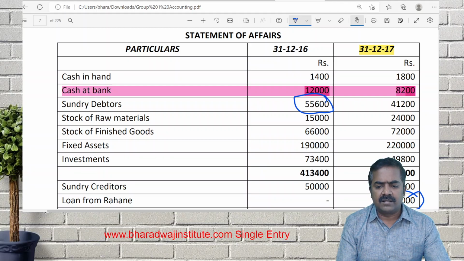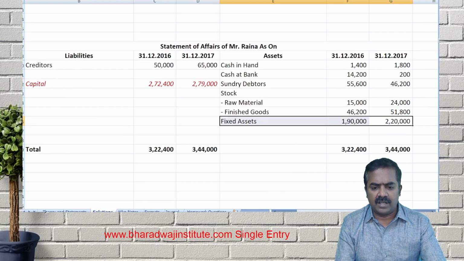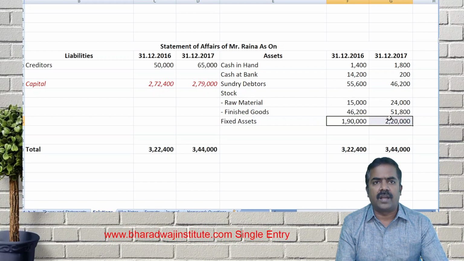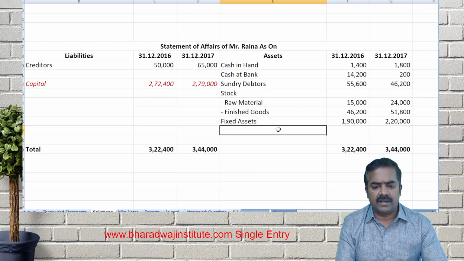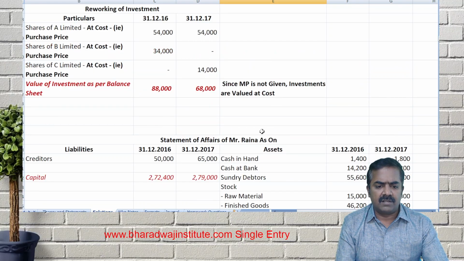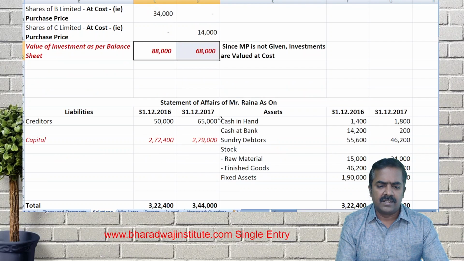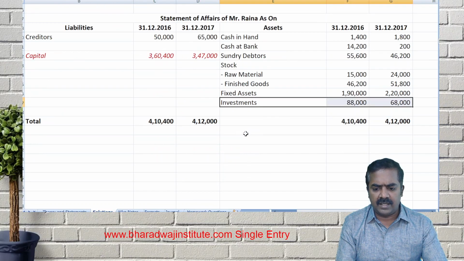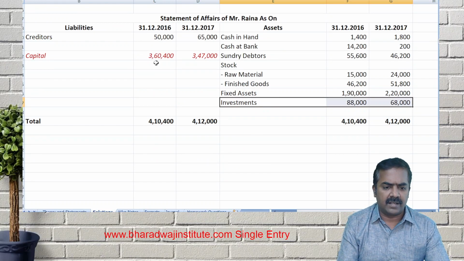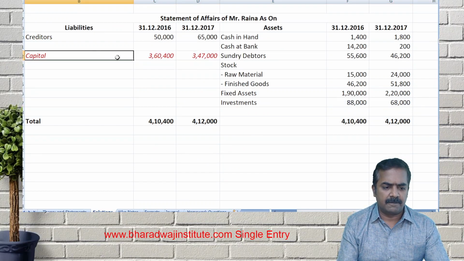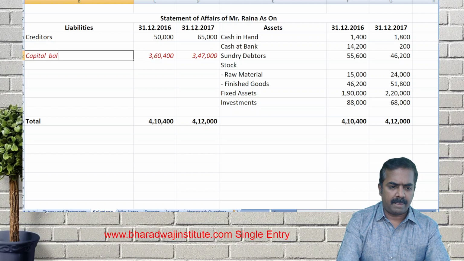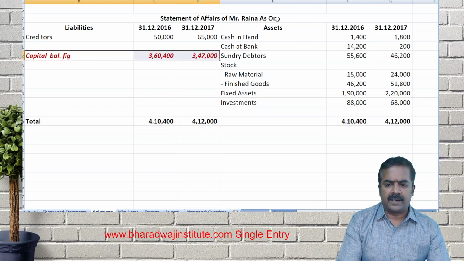Fixed assets, any working we have done? No, fixed assets we have not done any working. 1,90,000 and 2,20,000. Wait. Investment, we have done the revised working: 88,000 and 68,000. You will take 88,000 and 68,000. So this is the capital balancing. So this is the reconstituted balance sheet.